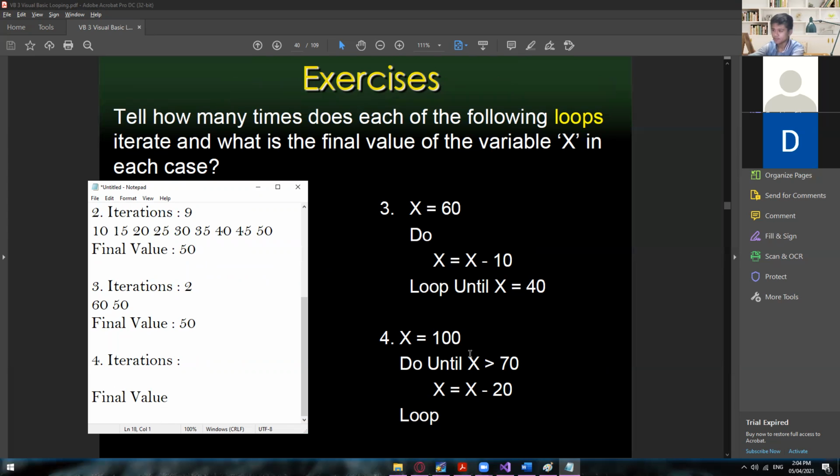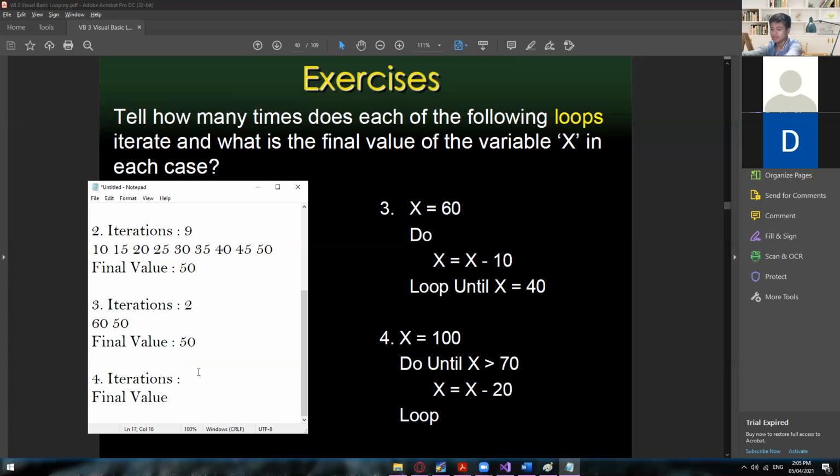Okay, so let's analyze this one. The initial value is 100, wherein we have the condition 100 is greater than 70. So is this true? Yes, sir. Since this one is already true, we will stop looping there already, since we've never had a false condition in it. Initially, this already made it a true statement.